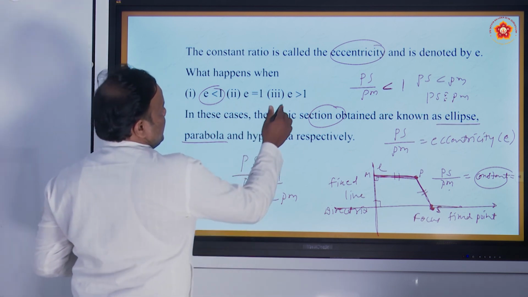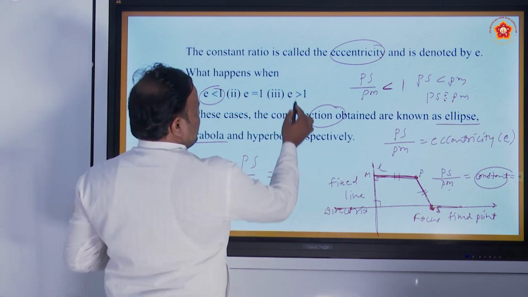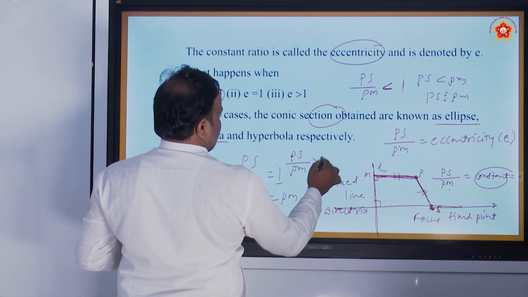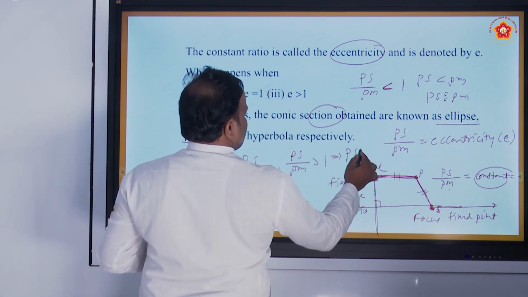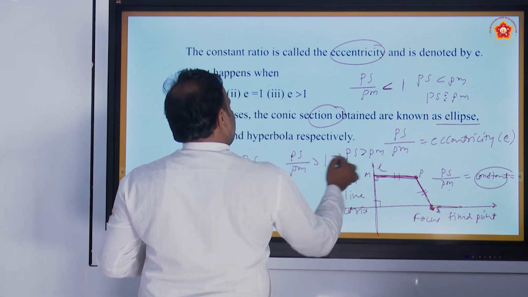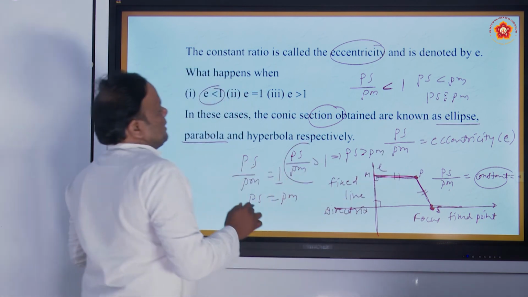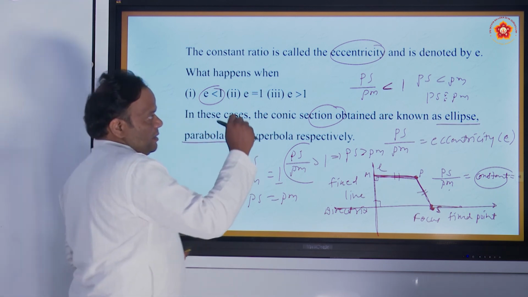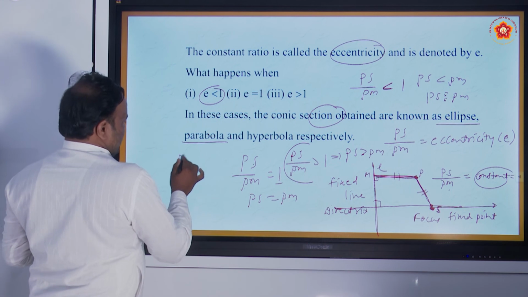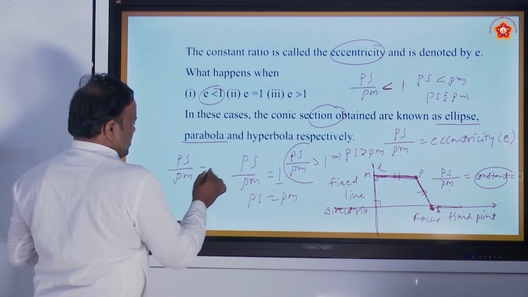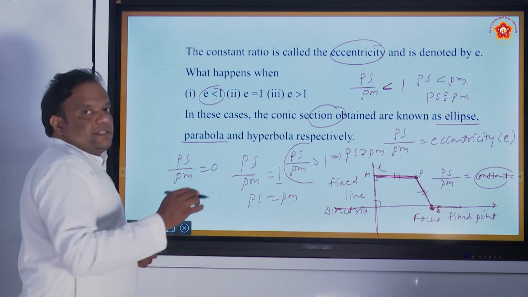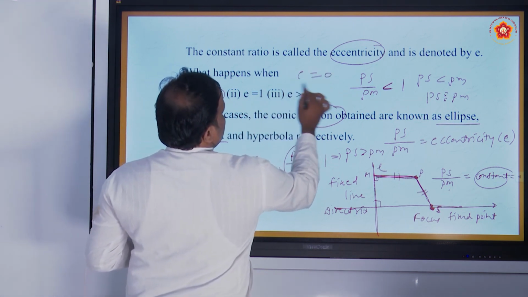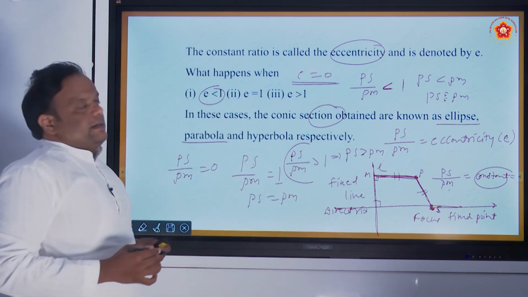Then the third case, if PS by PM, meaning eccentricity e, is greater than 1, then PS is greater than PM. Then the conic is said to be a hyperbola. So remember, in a certain case, if e equals 0, if the eccentricity is 0, the conic is said to be a circle.